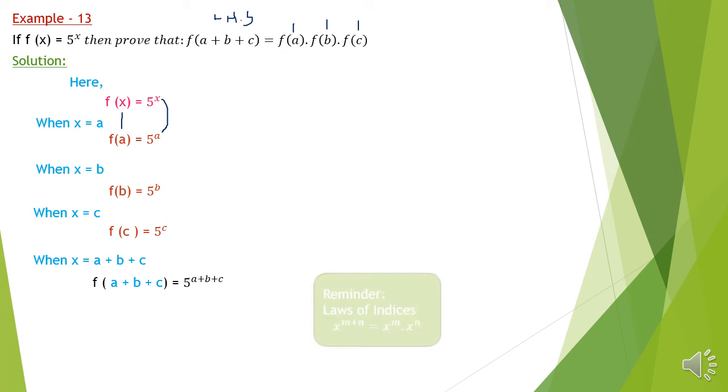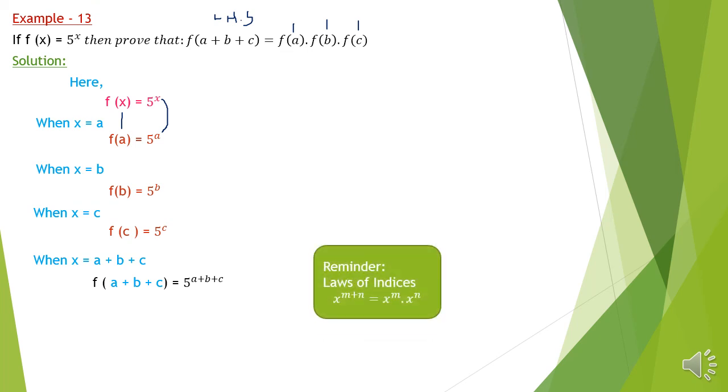Now we know a little bit of indices, the law of indices. x^(m + n) is equal to, we can separate this, isn't it? If there are m + n + p also, that will be x^m · x^n · x^p. So we can separate this also by the law of indices.